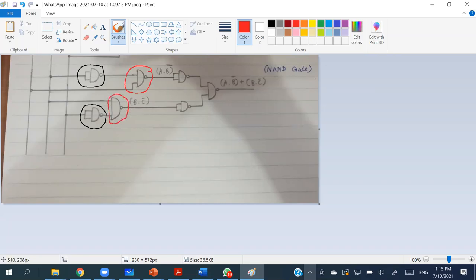Right, A dot B bar, this is not happening. To do that, you need both these gates. From here, you are going to take A dot B bar. Right, then an N type equivalent. So this will give B dot C bar.